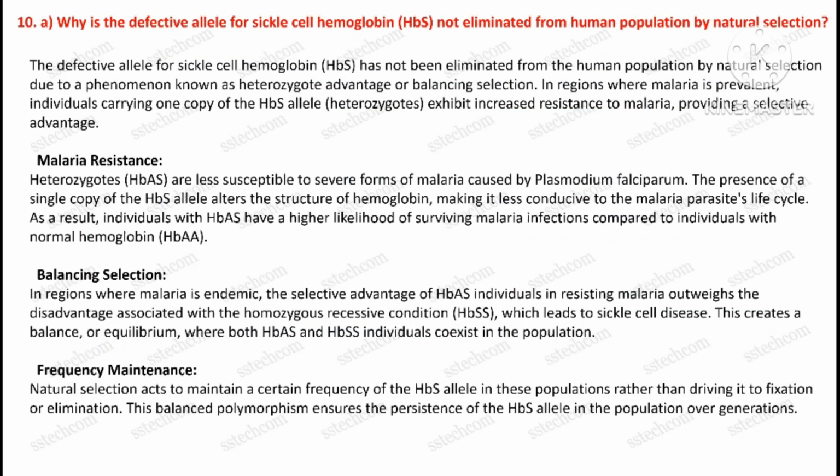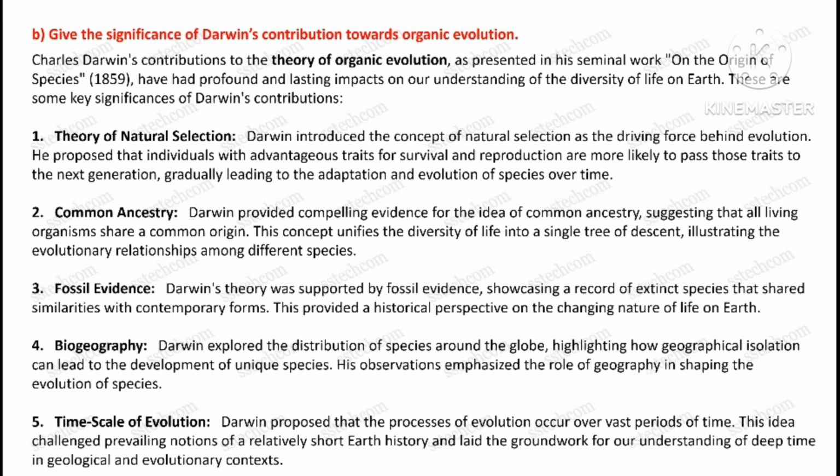Question number 10. First part. Why is the defective allele for sickle cell hemoglobin not eliminated from human population by natural selection? Second part of this question is give the significance of Darwin's contribution towards organic evolution.